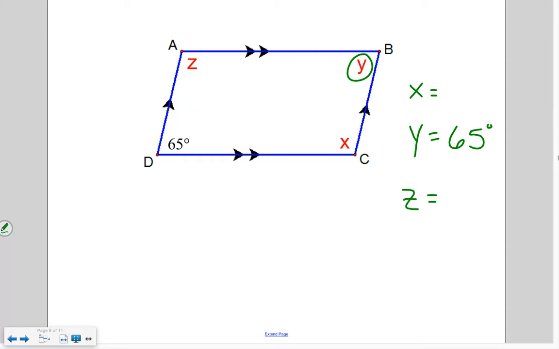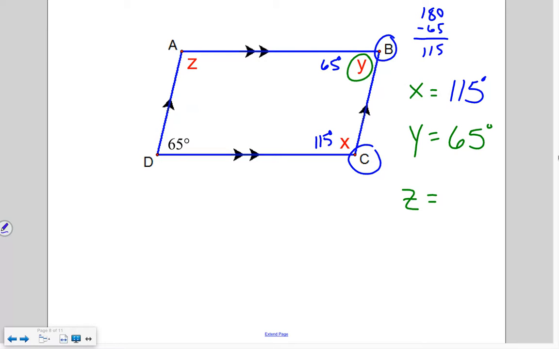All right, let's see. I need to use the other property to get one of these, either Z or X. Let's go ahead and figure out what X is. Now, what I'm going to use here is the fact that I've got consecutive angles. B and C are consecutive angles. I know they are supplementary. So if this angle here is 65 degrees, angle C will be 180 minus 65, which is 115. So X is going to be 115 degrees. Okay, because I know they have to add together to equal 180.